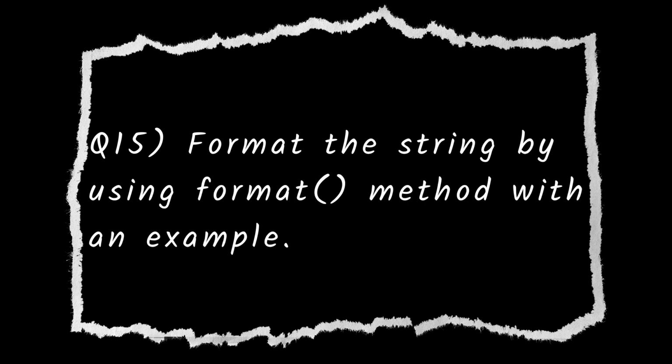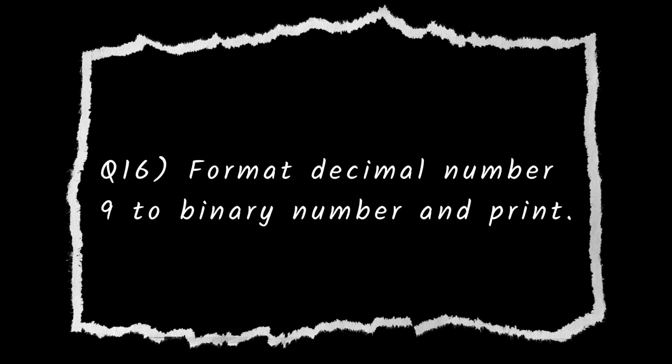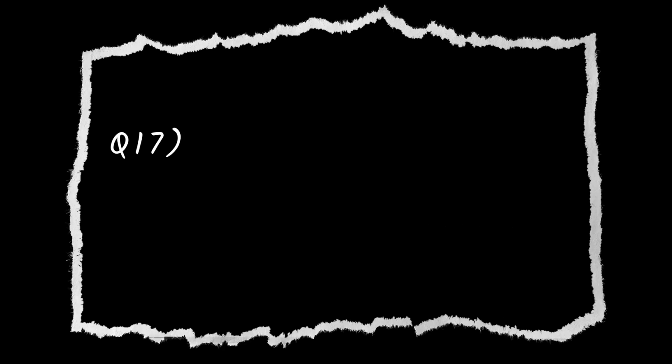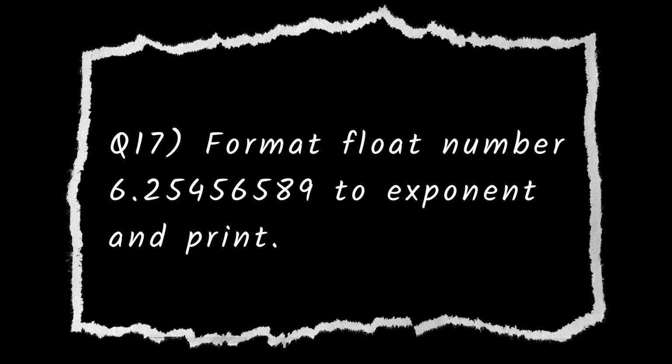The next question is, format the string by using format method with an example. The next question is, format decimal number 9 to binary number and print. The next question is, format float number 6.254565892 to exponent and print.